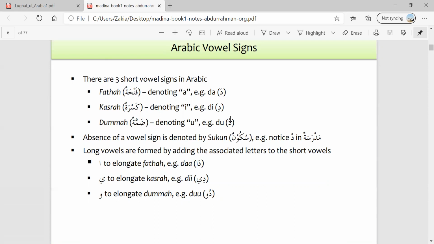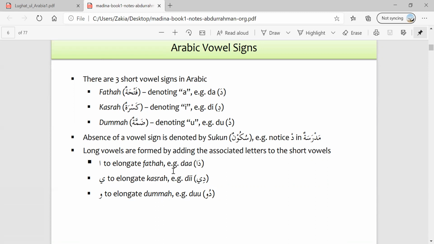And it's not the same as this, because this is looped in and out, and this one is a complete round circle. The long vowels are added to the associated letters, which basically means the A sound is associated with the alif. Okay, so the E sound is denoted with the ya, and the U sound is associated with the waw.